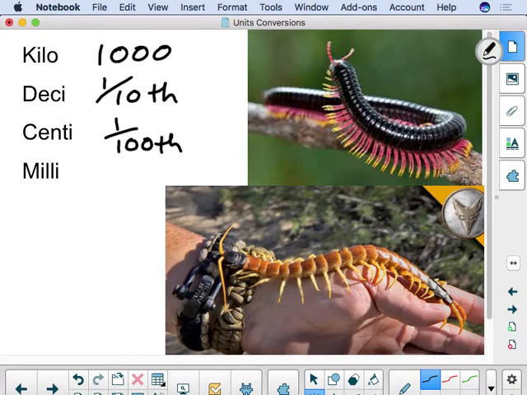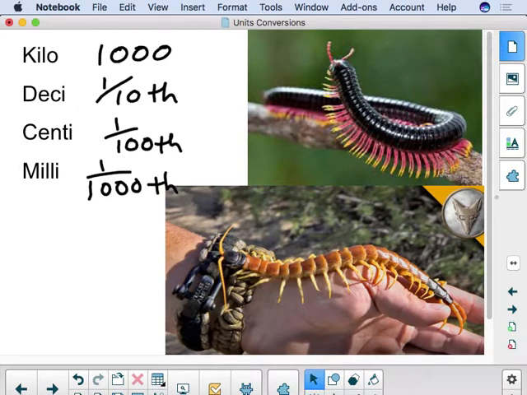A millipede has, the most leggy millipede ever was 750. They haven't actually found one with 1,000 legs yet, but they have a lot more than a centipede, so they call it the 1,000-legged creature when it's only around 400 normally. Each time they grow a new body segment, these guys get 2 legs, these guys get 4 legs. So it's just twice. That's super creepy now.